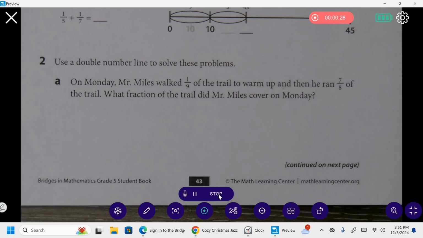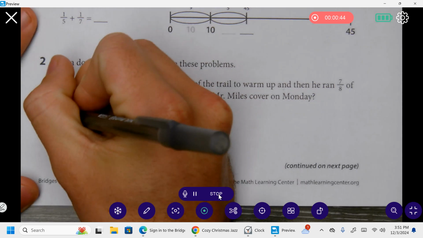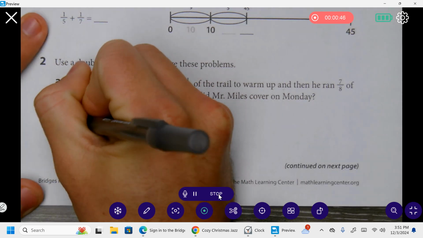So question 2A says, on Monday, Mr. Miles walked 1/9 of a trail to warm up, and then he ran 7/8 of the trail. What fraction of the trail did Mr. Miles cover on Monday? Okay, so the first thing that students will have to do is they're going to have to make two separate number lines.